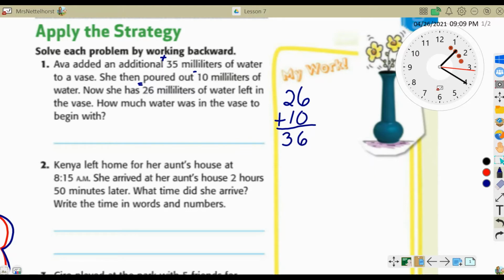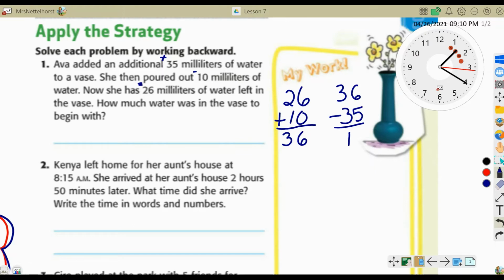Now she added 35 milliliters, so we need to have her subtract 35 milliliters. So 35 milliliters minus, 36 milliliters. I goofed. Let me grab my eraser real quick. Okay, 36 milliliters minus 35 milliliters is 1 milliliter.